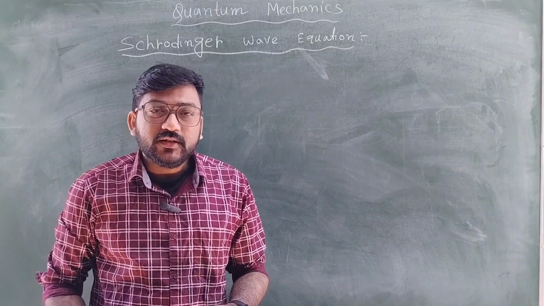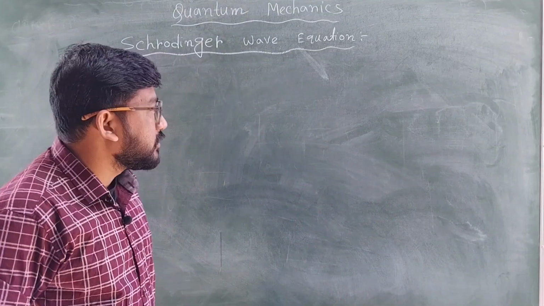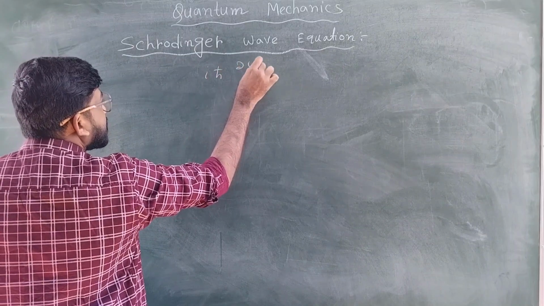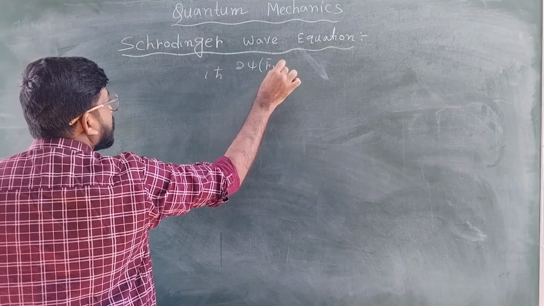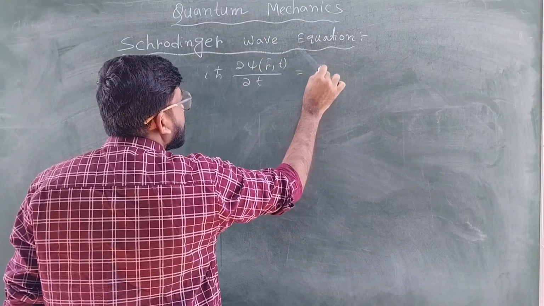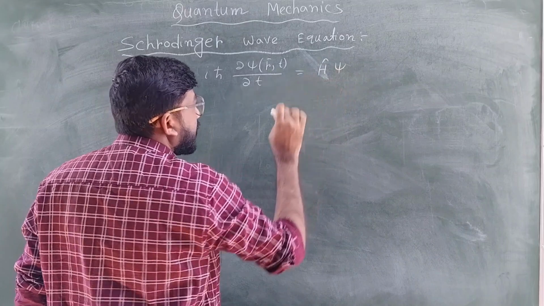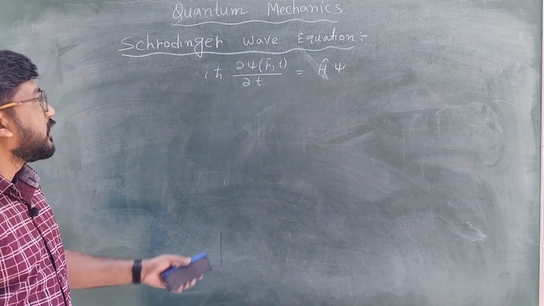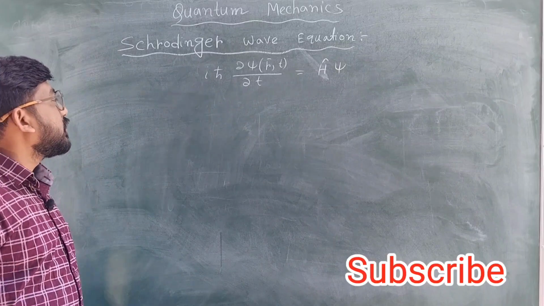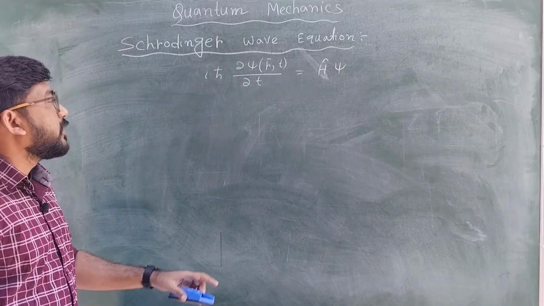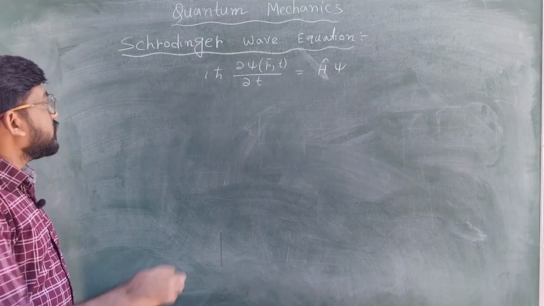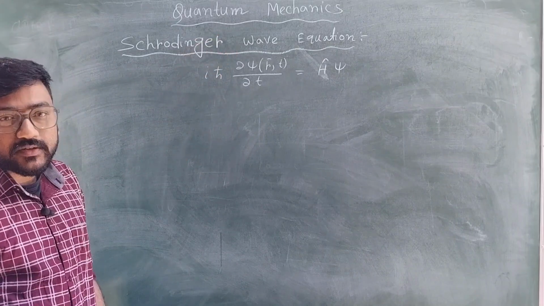So what we have studied in the fifth postulate of quantum mechanics was basically iħ ∂ψ(r,t)/∂t = Hψ. And H is the Hamiltonian operator, and here i is just the square root of minus 1, a complex number, and ħ is h upon 2π, and ψ is the state of a system which depends on r and t. So this we have already defined in postulate number 5.